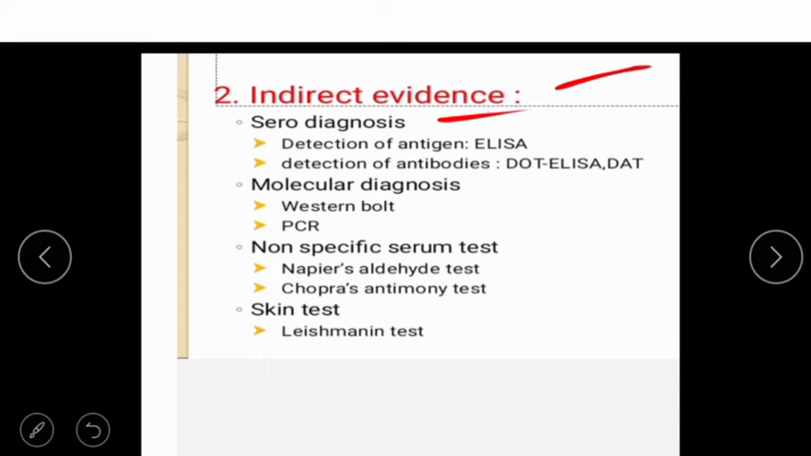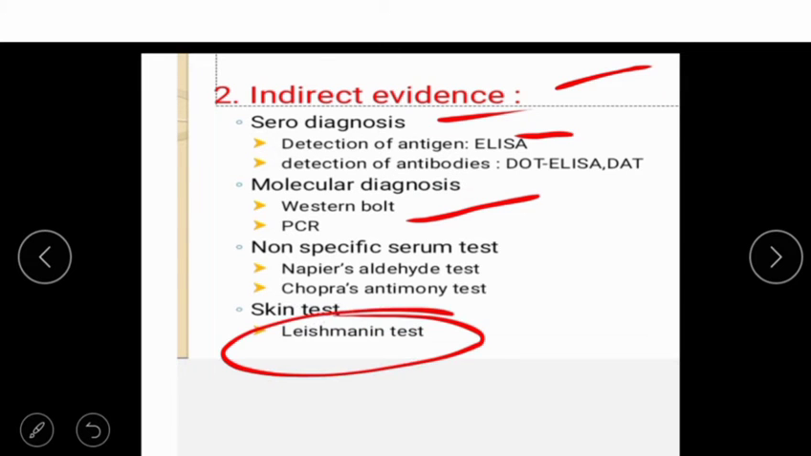Then indirectly, it is serodiagnosis by ELISA technique and by PCR technique, and the specific Leishmania test is also now coming into the lab, so that by skin test we can know whether it is Leishmania or not.